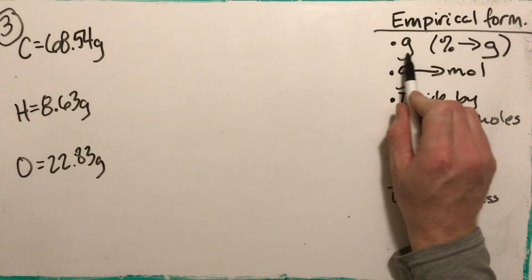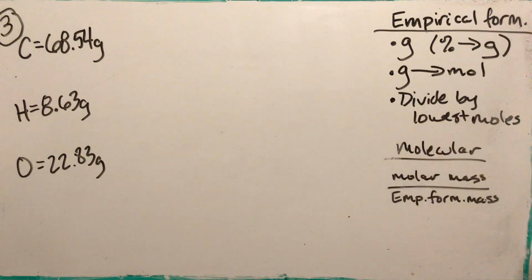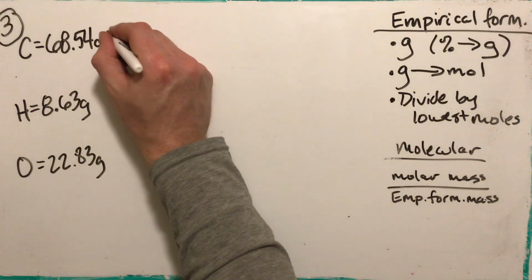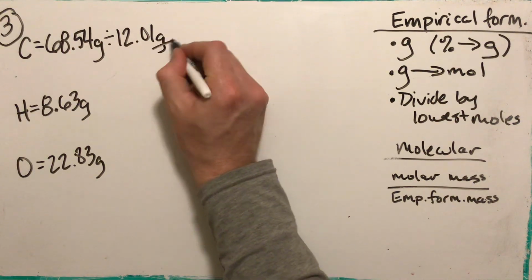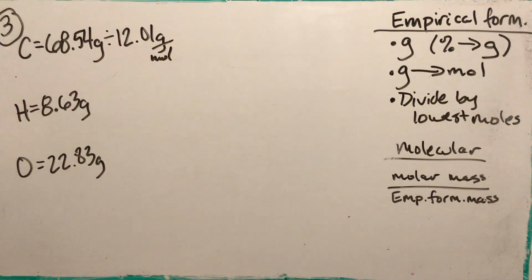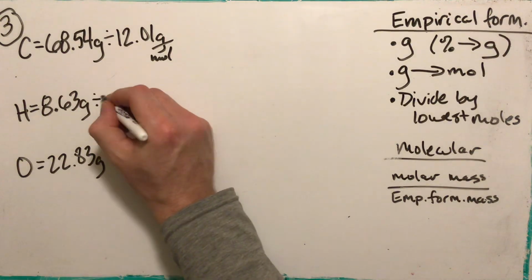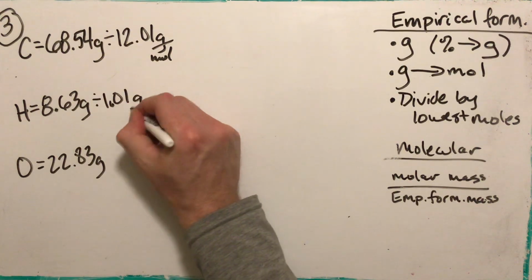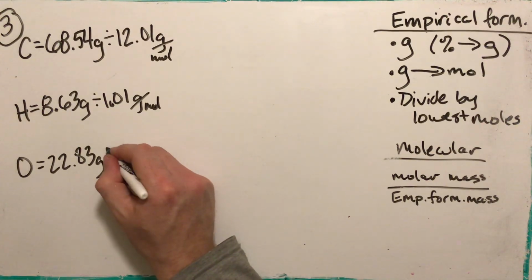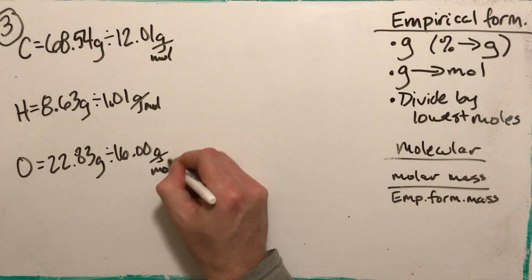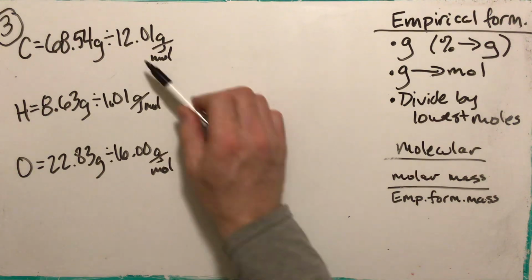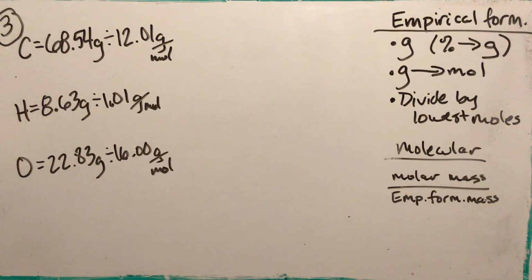So I've got my grams. I did that simple conversion. Now the grams have to become moles by dividing by the molar mass for each element. I get that off of the periodic table. Carbon is 12.01 grams per mole. Hydrogen, 1.01 grams per mole. And oxygen, 16 grams per mole. You'll start to remember these numbers as we work with them more and more.